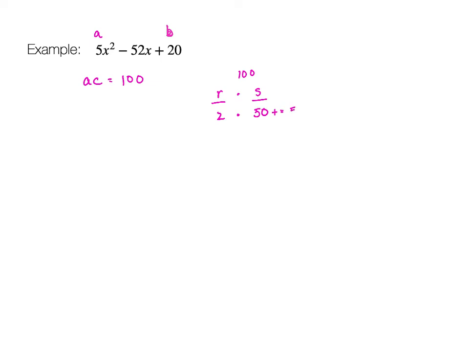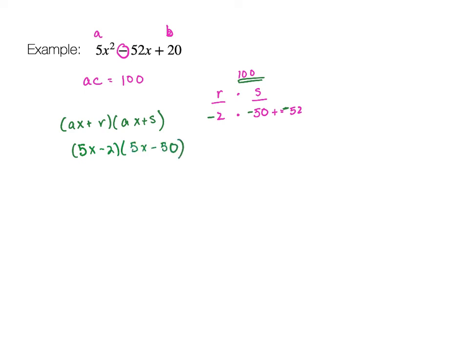And it adds up to 52. Now again, we are going for a negative 52, so we're going to make both of these negative. Negative 2 times negative 50 is still positive 100, and when you add them now, you get negative 52, and that's perfect. It's exactly what we want. And so we come over here, we write again, to remind you, ax plus r times ax plus s. So ours will be, a is 5, will be 5x minus 2 and 5x minus 50.